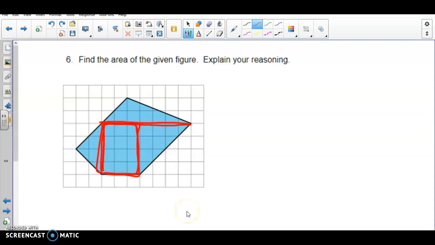So here I go. So the first one, let's do the top. I've got a base of 1, 2, 3, 4, 5, 6, 7. Let me make sure that's right. 1, 2, 3, 4, 5, 6, 7.